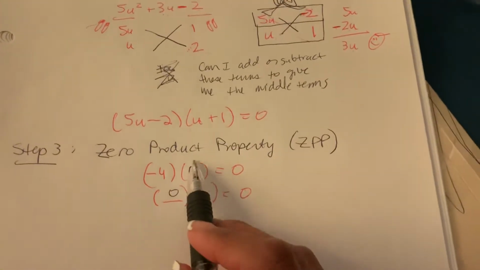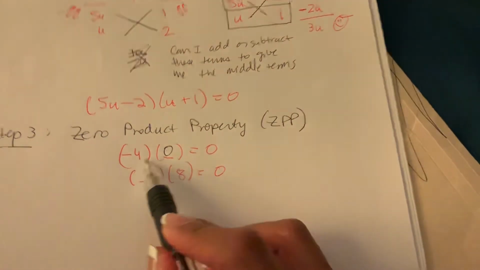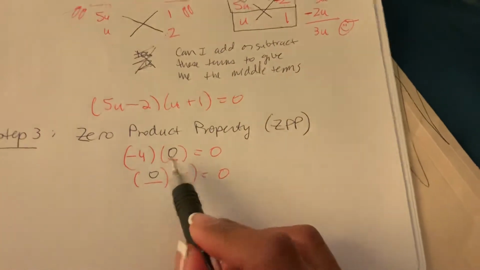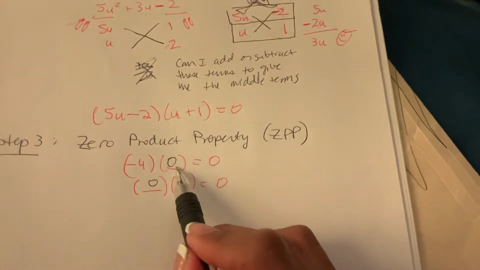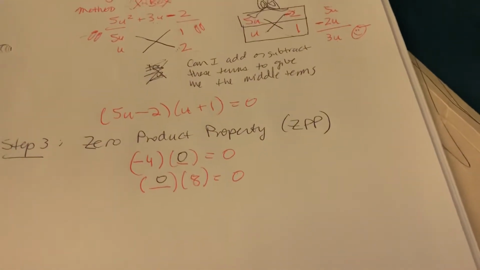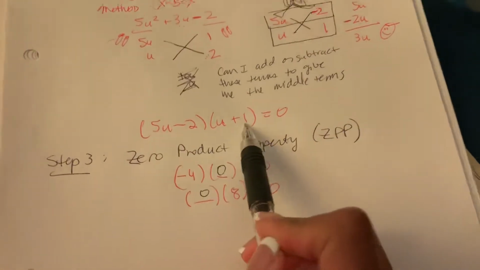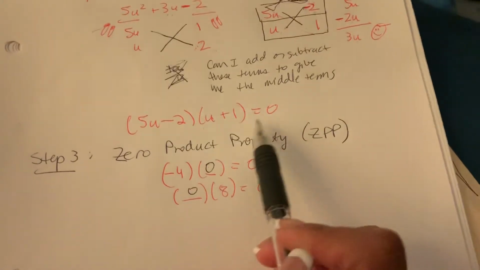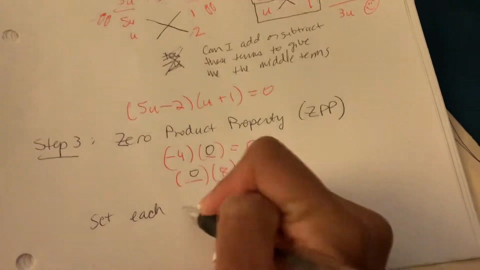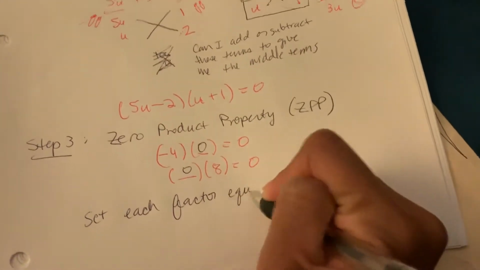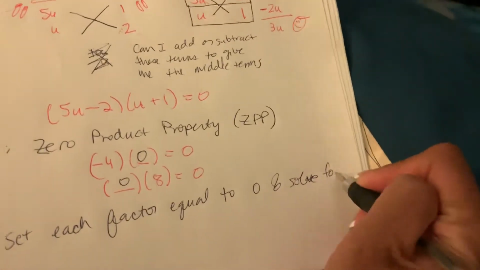So the zero product property says that if an equation equals 0, then one or both of the factors, so factors are things that are multiplied with each other, one or both of the factors must equal 0 in order for the equation to equal 0. So I'm going to use that property to solve for this. This is factored. So here's a factor and here's a factor, and it equals 0. So what I do is I set each factor equal to 0 and solve. Solve for u.